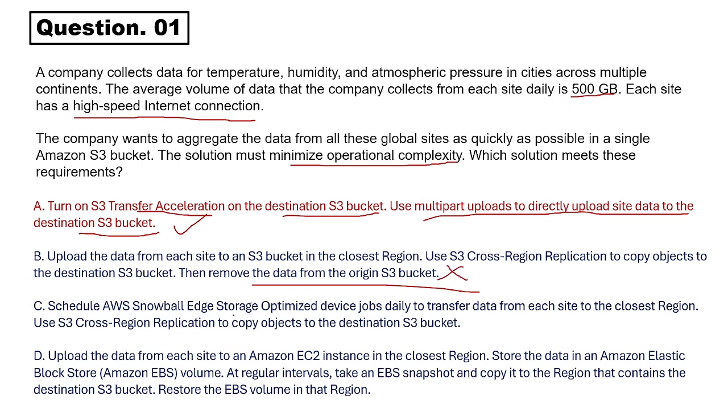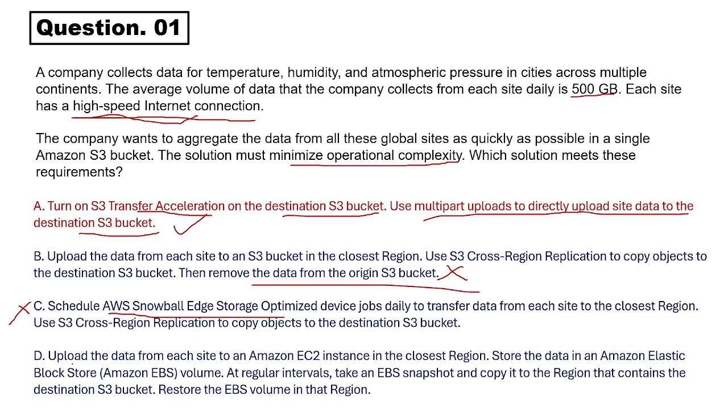Schedule AWS Snowball Edge Storage Optimized devices. High speed internet connection is already given. So it must have some significance, right? And it has nothing to do with the Snowball. So this is not correct over here. And ultimately, this is increasing the operational complexity as well. So this is not correct.